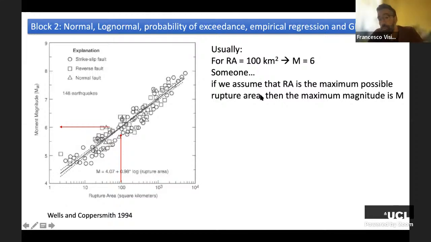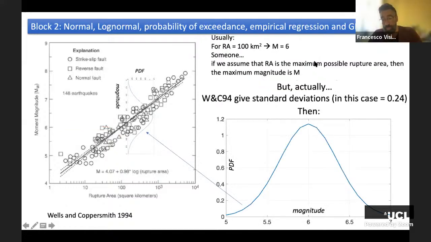So someone could say, if we assume that this rupture area is the maximum possible rupture area, then the maximum magnitude is 6. But actually, Wells-Coppersmith in their equation give us a standard deviation for this regression. In this case, it is about 0.24. Then we have to build a PDF of this regression.